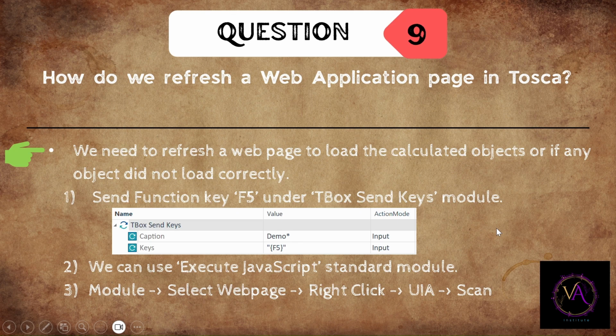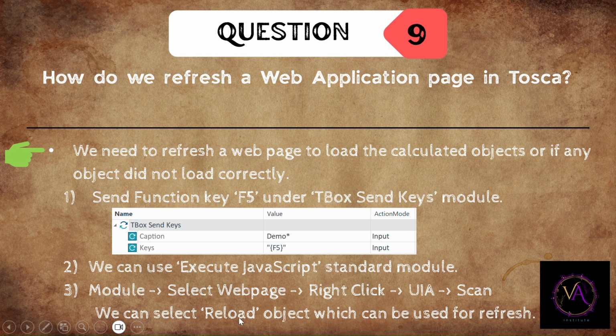And inside that, you will find an option called reload. We can select that reload object and use it in our test cases. You can drag and drop this module and use it as X. It will refresh the page. Now, these are some methods for refreshing a web page in Tosca.